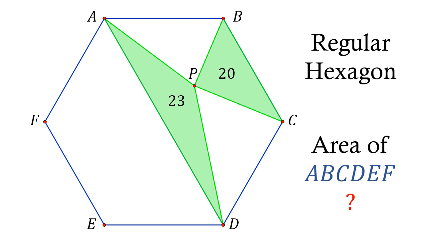Today's video features a geometry problem from the Harvard-MIT Math Tournament. We have a regular hexagon ABCDEF. P is a point in the interior of ABCD such that the area of triangle PAD is 23 and the area of triangle PBC is 20. We have to find the area of the hexagon.